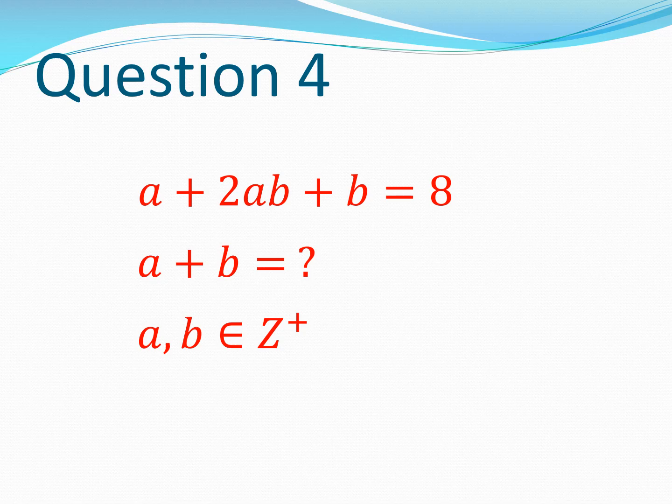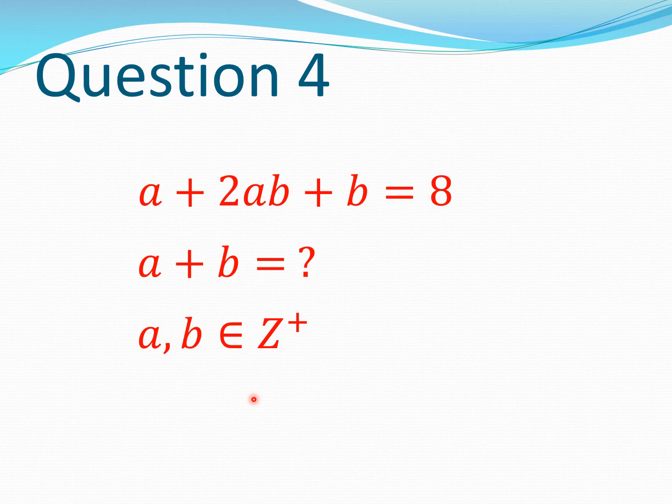Now let's turn to question number 4, which is actually a problem in some math Olympiad, and this is a good problem. Even high school people can solve it. Many of the problems I discuss can be solved at the high school level, and you don't need to go to college to solve them. So this is a good review of basic math. The question here is that a plus 2ab plus b is 8, and what is a plus b? That's something we need to find. And it's also mentioned that a and b are positive integers.